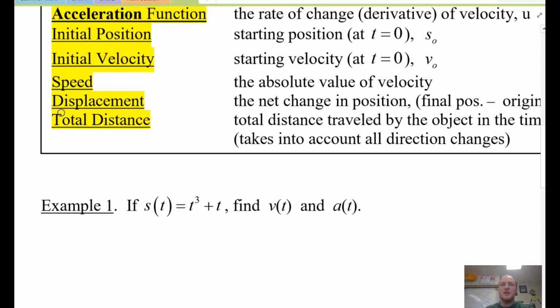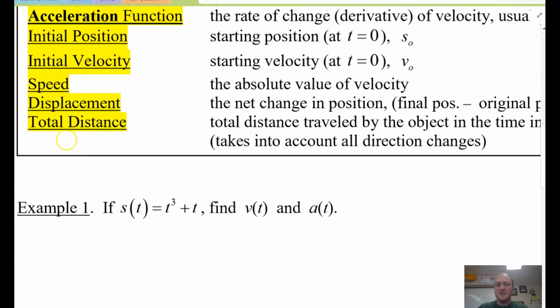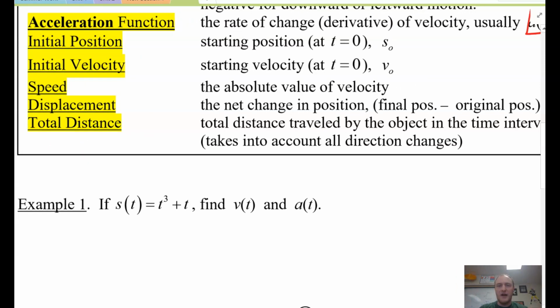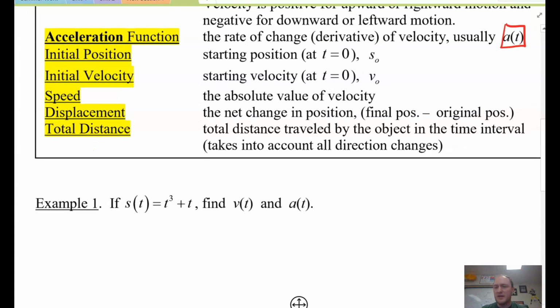We're going to talk about initial position and initial velocity. Remember, an initial value is something that you have right away, like in the beginning. So what you do is you're just going to take your functions and evaluate at 0, when t is equal to 0.